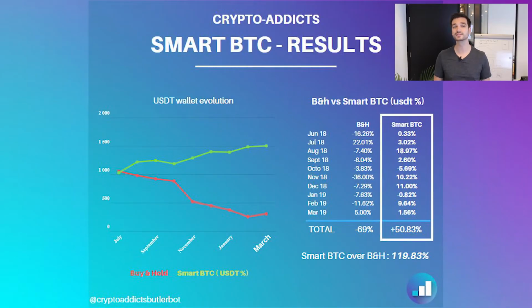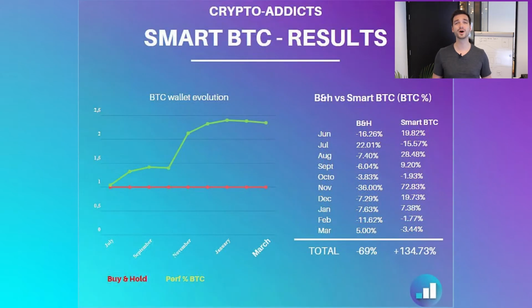Here, for instance, you can see the results from June 2018 with a result of 50% in USDT or around 120% over the buy and hold situation. The bot is particularly good when the market drops, as you can see here. Where November had been a catastrophic month for the crypto market, here the bot is over 134% over the market. In other words, our Smart BTC bot has enabled us to ensure 134% portfolio growth compared to the buy and hold situation.